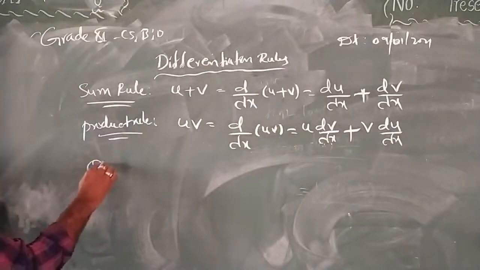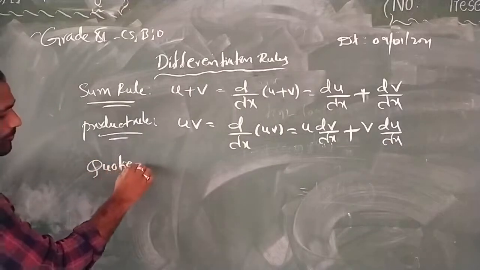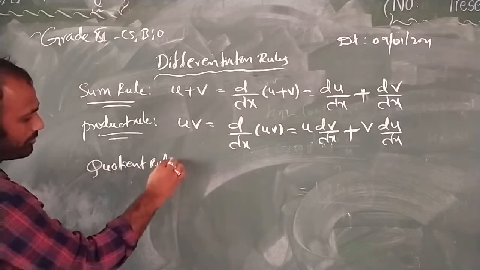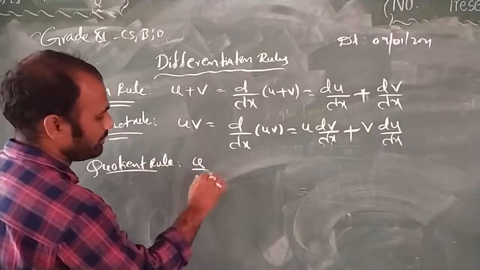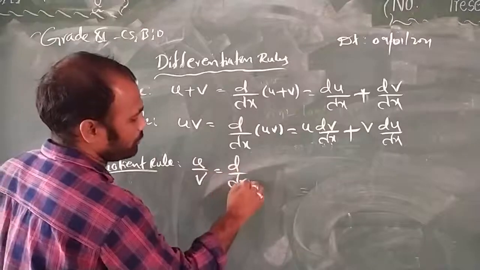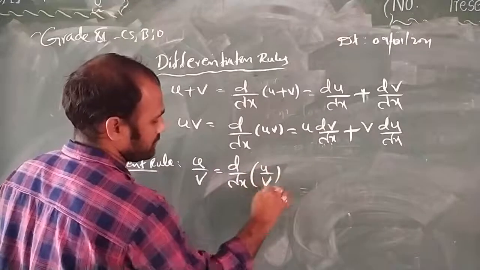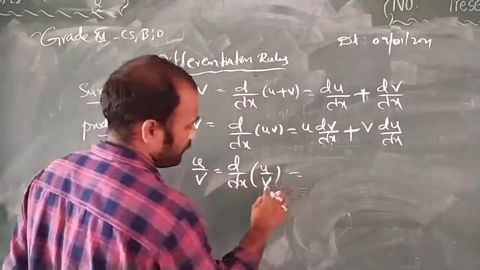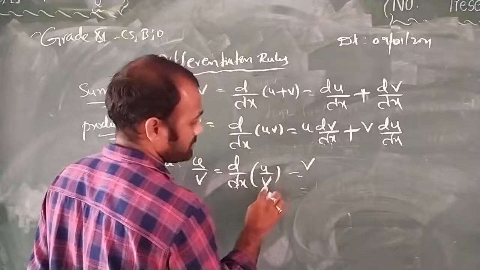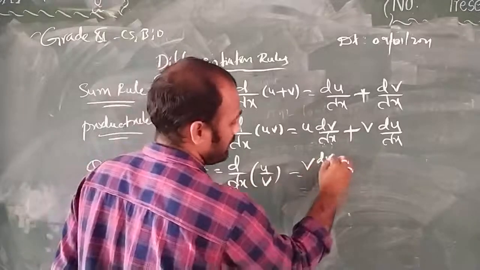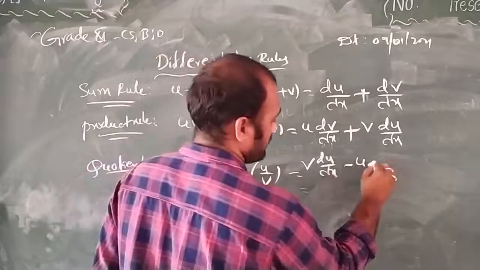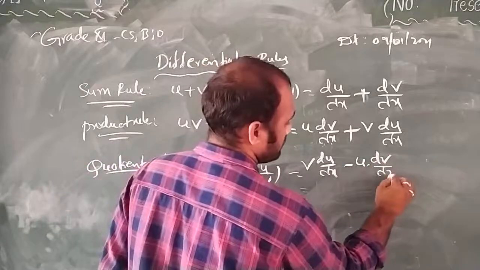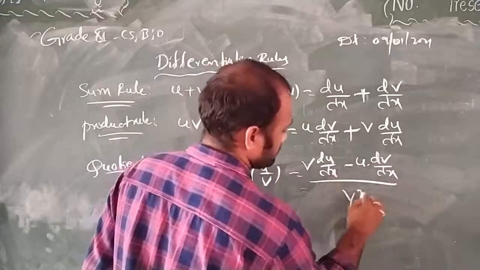Next we have the quotient rule. So that is u by v. So, the derivative of u by v is: first the denominator as it is times the derivative of the numerator, minus the numerator as it is times the derivative of the denominator, divided by v squared.